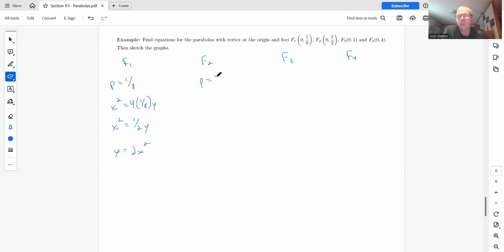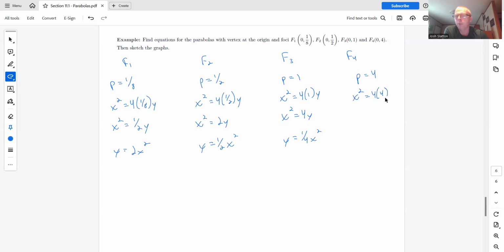F2, p is 1/2. x squared equals 4 times 1/2 y, so x squared equals 2y, or if we solve for y, we get y equals 1/2 x squared. F3, p is 1. x squared equals 4py, so x squared equals 4y, and so we have y equals 1/4 x squared. And then the last one, p is 4. x squared equals 4 times 4y, x squared equals 16y. So we get y equals 1/16 x squared.